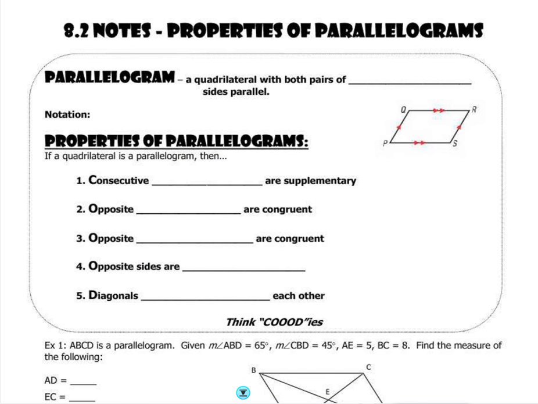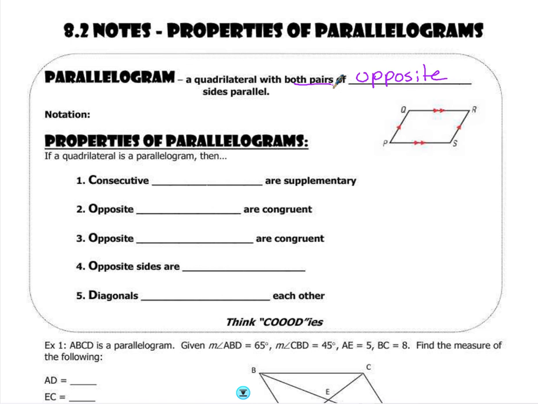So this is a video lesson on 8.2, the properties of parallelograms. We're going to specifically look at quadrilaterals where we have opposite sides, and those opposite sides of that quadrilateral are both going to be parallel to each other. So I have opposite sides, and I have two pairs that are going to be parallel to each other.